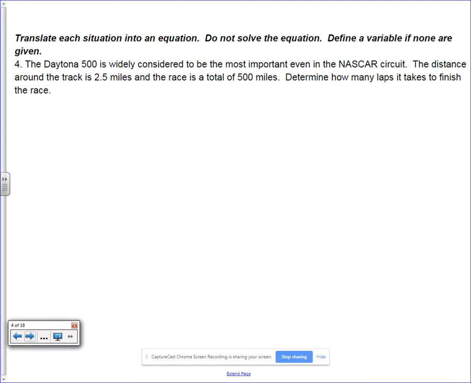All right, the Daytona 500 is widely considered to be the most important event in the NASCAR circuit. The distance around the track is 2.5 miles, and the race is a total of 500 miles. Determine how many laps it takes to finish the race. The unknown is how many laps, and I'm going to use L for that. So I just defined my variable.